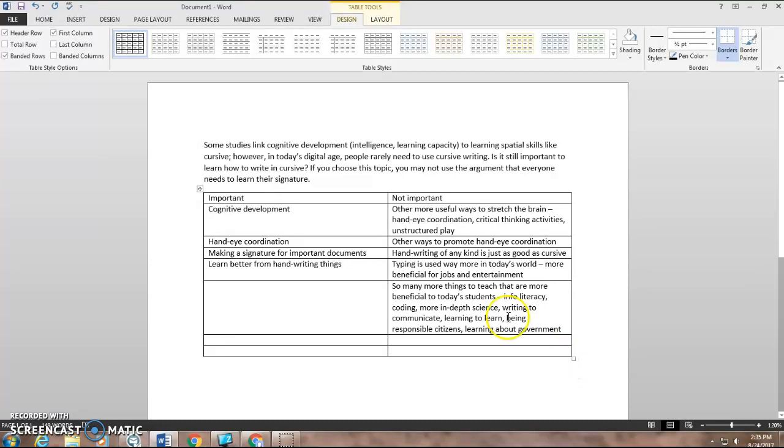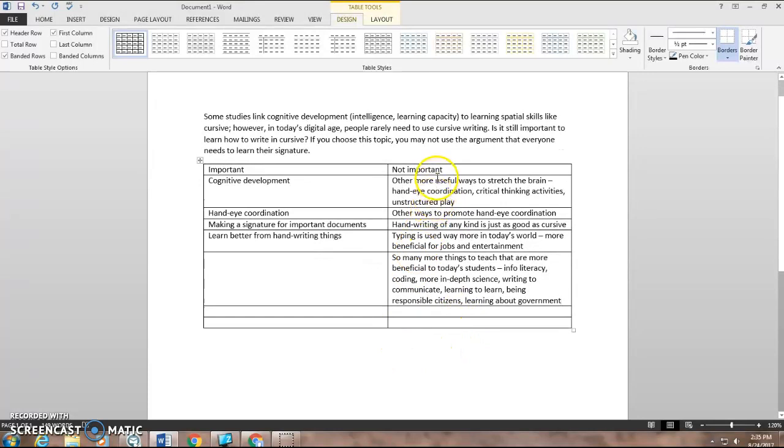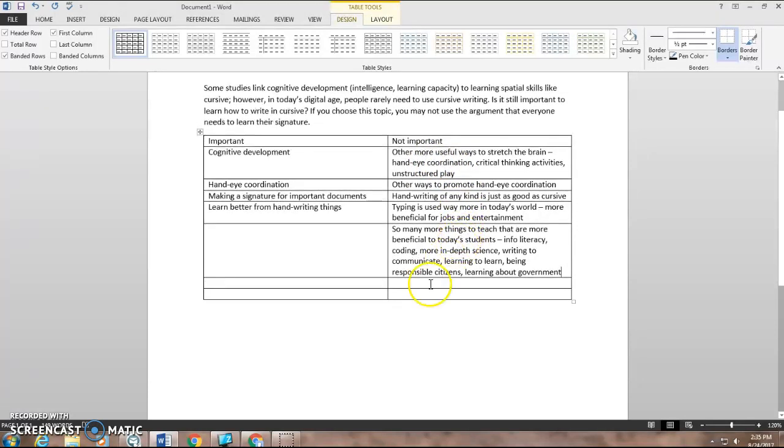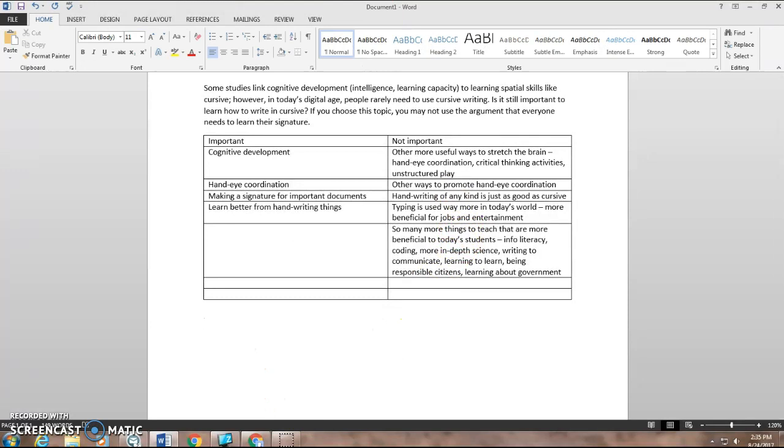So as you can see, clearly I have more to say on the not important side. So that means that I'm going to go with not important. Cursive is not important to teach in today's digital age. So that's kind of my base.